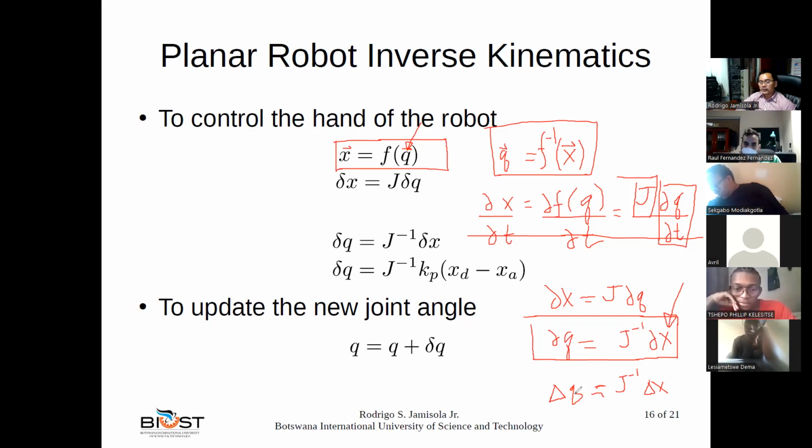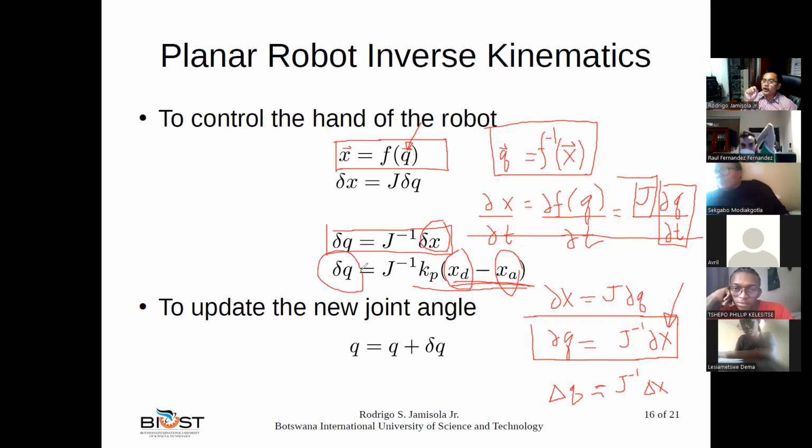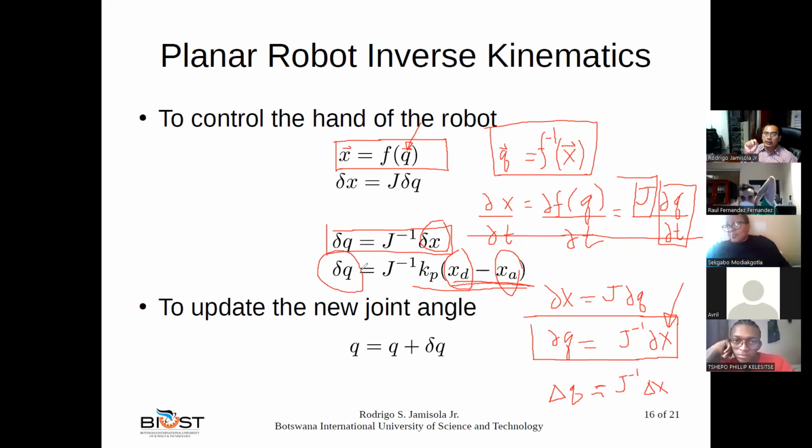Okay, well, in terms of control, it is good because the control equation is this. From here, you can change this into the difference of the desired x minus the actual x multiplied by some gain, multiplied by the inverse of the Jacobian. Then the result is how each joint will move. The incremental movement of each joint.